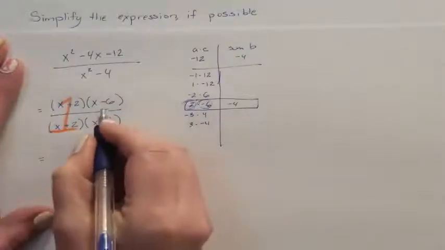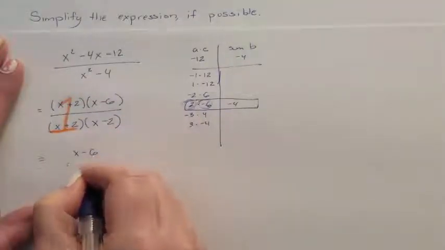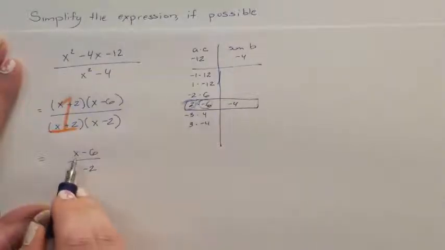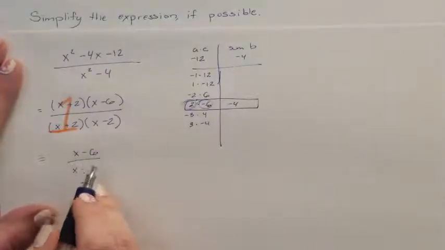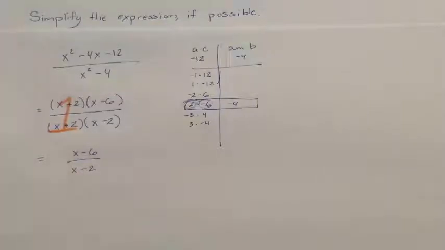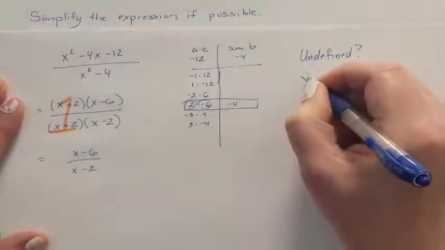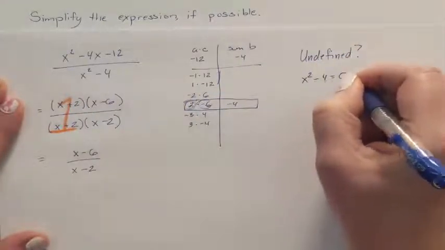So what I have left is the x minus 6 in the numerator and the x minus 2 in the denominator. Do not cross these x's out. It had to have been a full parenthesis for you to be able to cancel it out. Well, now we have to go back and we have to look at undefined. When is this denominator actually equal to 0?